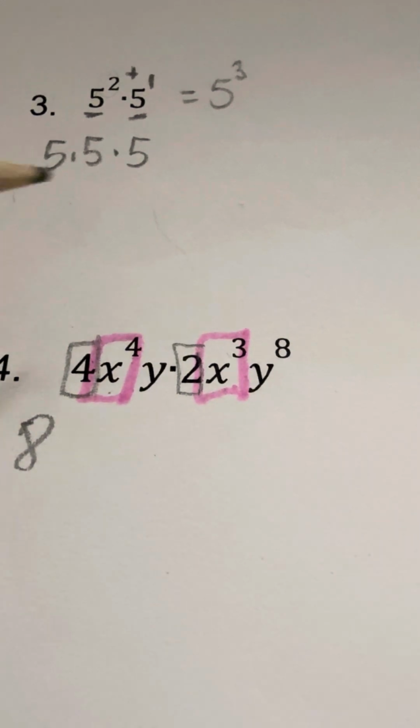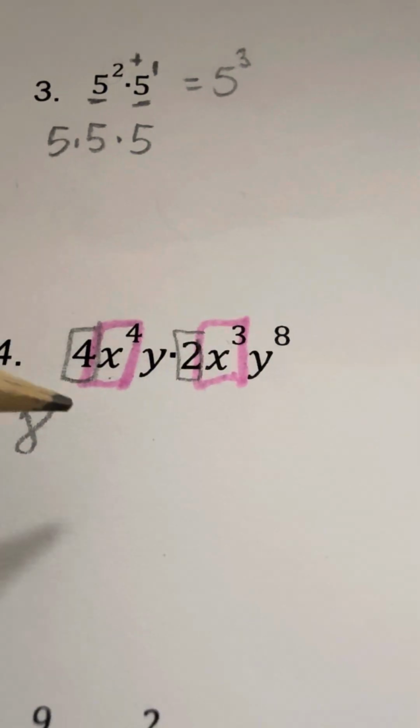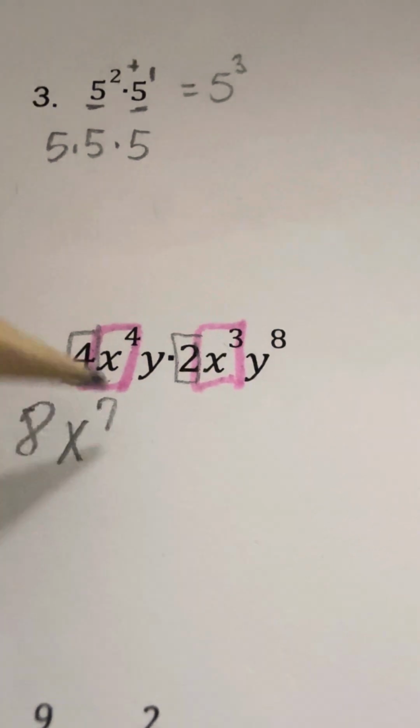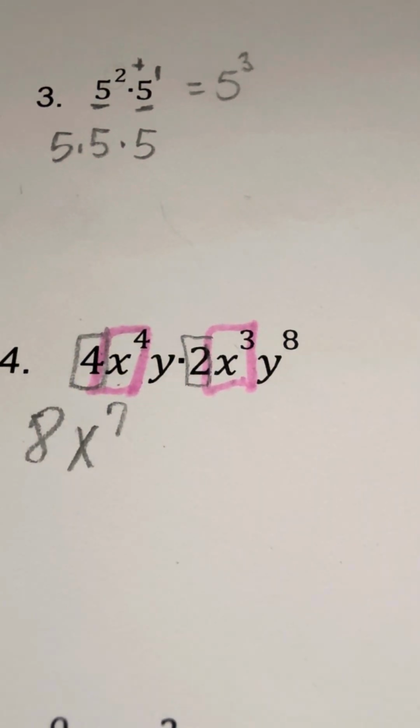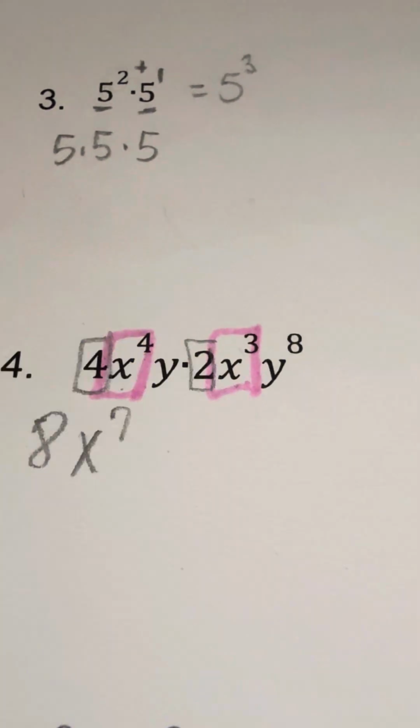In this case, if I add 4 and 3 together, I get an x to the 7th power. And again, that is essentially saying it's times itself that many times. So x to the 4th power means that x is being multiplied by itself 4 times. Here, x is being multiplied by itself 3 times.